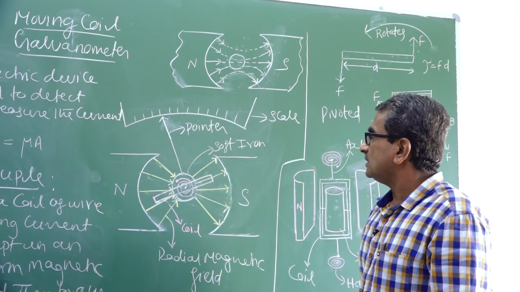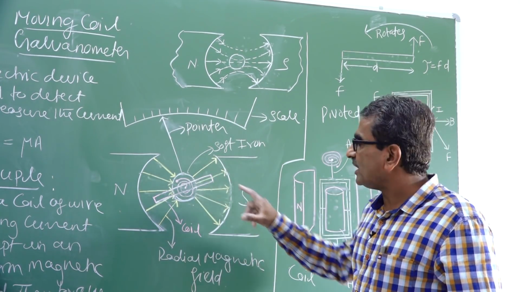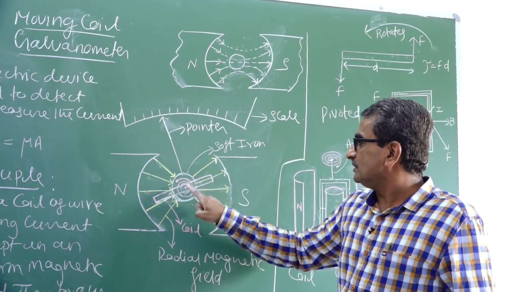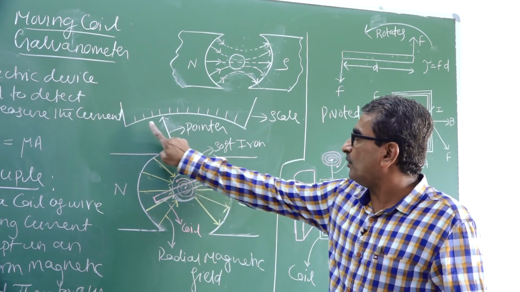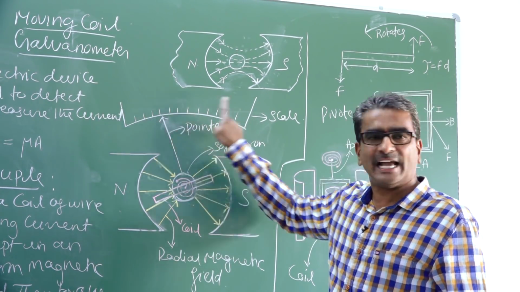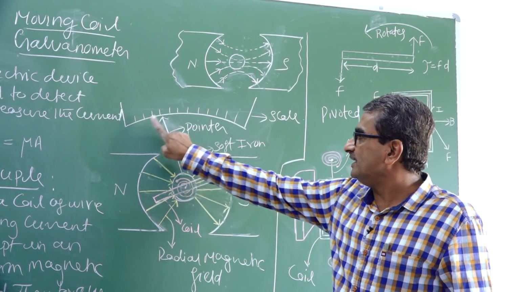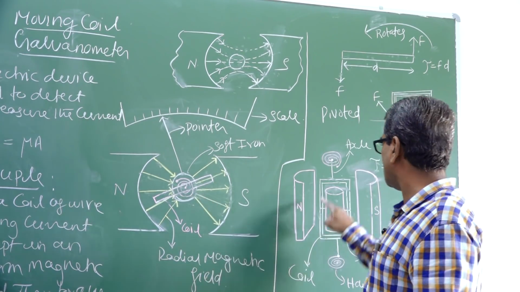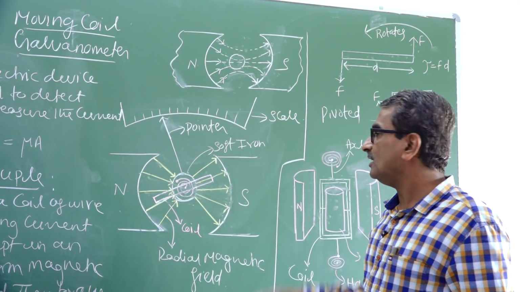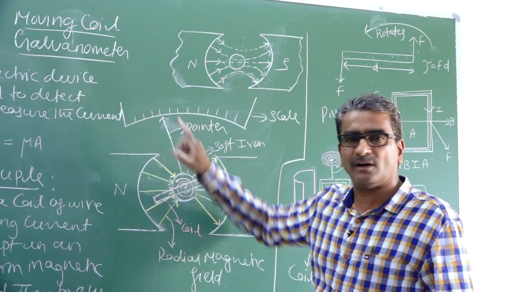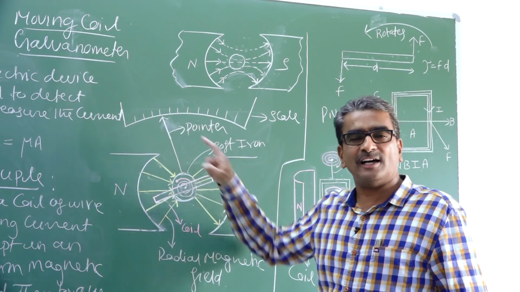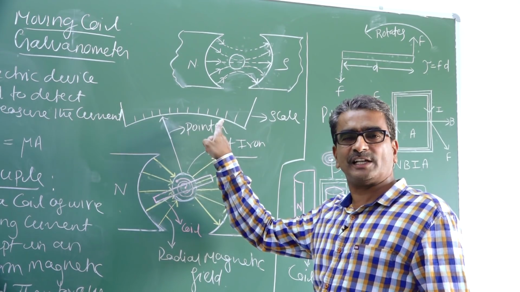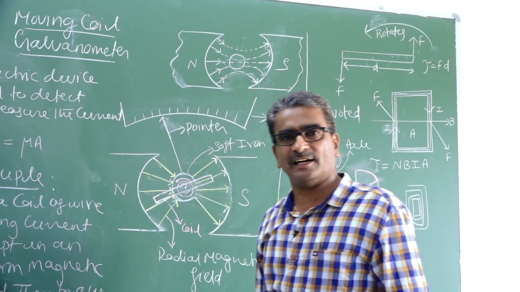Now, this is all about the construction, and you can notice one light aluminum pointer is attached to this coil. This pointer is going to deflect over a graduated scale. It indicates the amount of current flowing through the coil. The amount of current that flows through the coil can be found out by means of a scale and an aluminum pointer. As the coil deflects, the pointer also deflects over the graduated scale, indicating the amount of current.